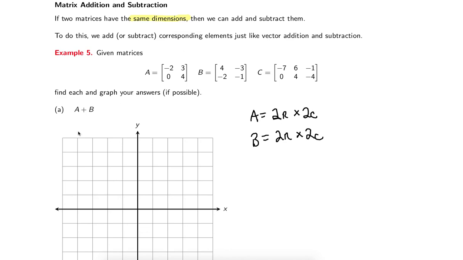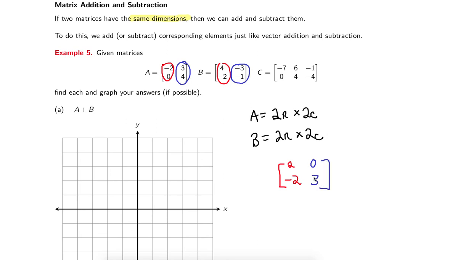It's like taking the vectors and adding them separately. So for instance, we could take -2, 0 and add it to 4, -2 by taking -2 plus 4 and 0 plus -2. If we do that, we get -2 plus 4 is 2, 0 plus -2 is -2. And then, same thing with the second column, 3, 4 plus -3, -1. Just take 3 plus -3 and 4 plus -1. So 3 plus -3 is 0, and 4 plus -1 is 3.